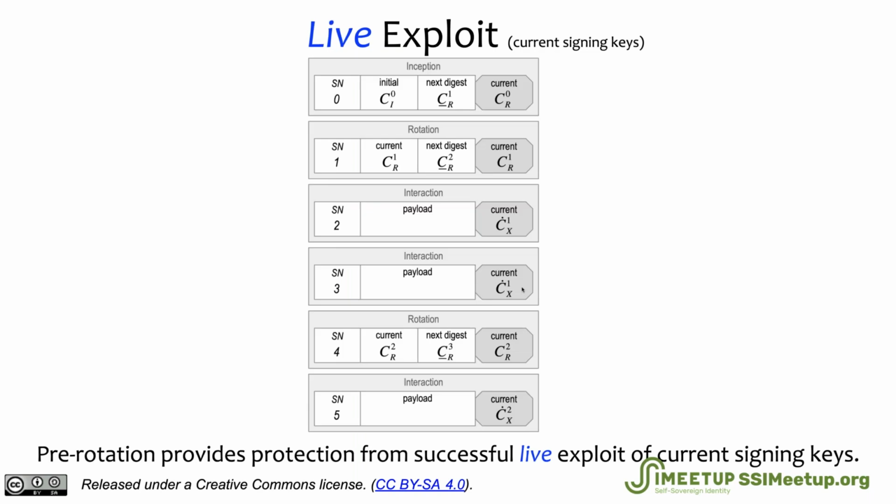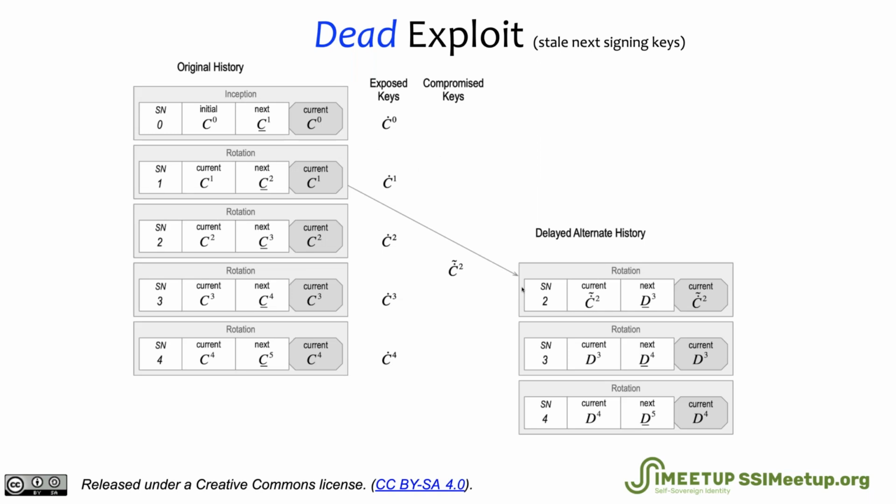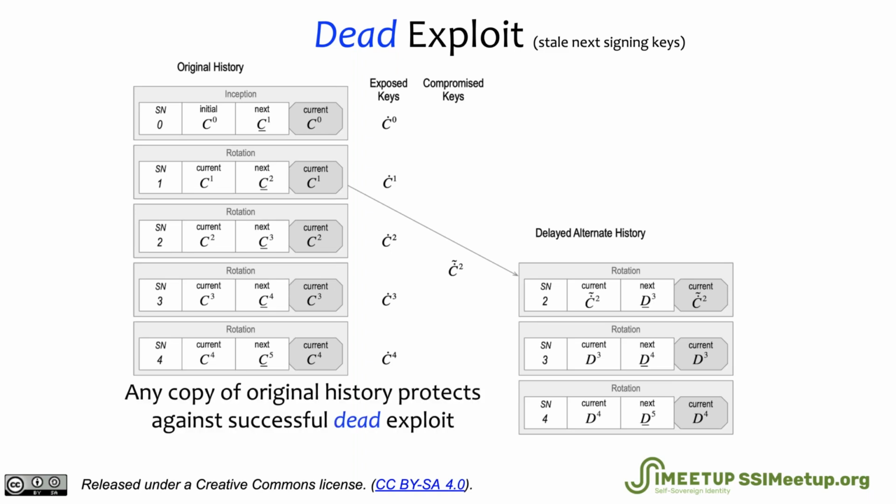They may be able to generate an alternate event history, but the key is the alternate event history must be delayed because they can't invert the next keys. They have to compromise them after they've been exposed, which means that for your duplicity detection, your original copy will be first, and so you will be protected against dead exploit. Because the worst case, the dead exploit is just going to say, oh, you've been duplicitous, so you can't trust it anymore. But as long as you have an original copy, you know which copy to trust.